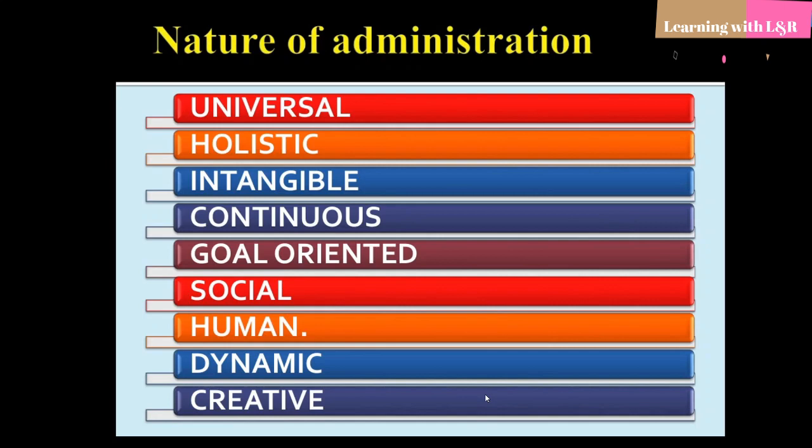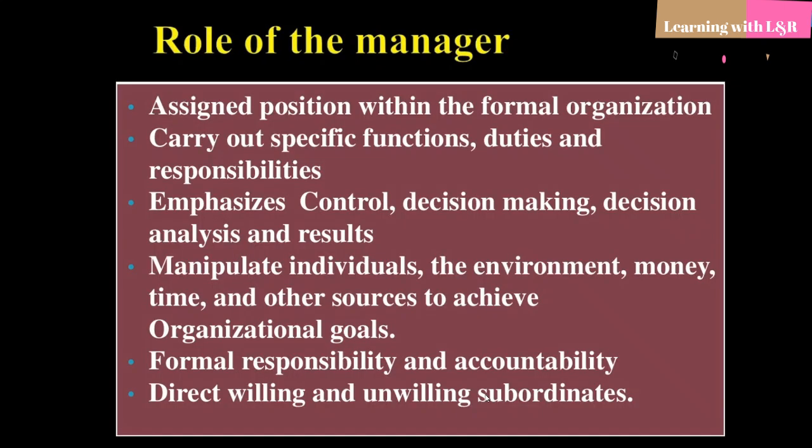First one is universal. The administration should be universal, in all the nooks and corners of the world, people know about this. Then holistic approach, intangible, continuous, goal-oriented, social, human, dynamic, and it will be creative too, right?